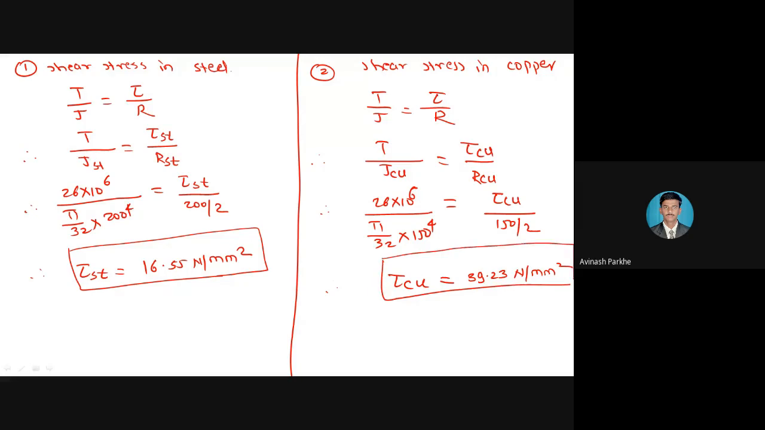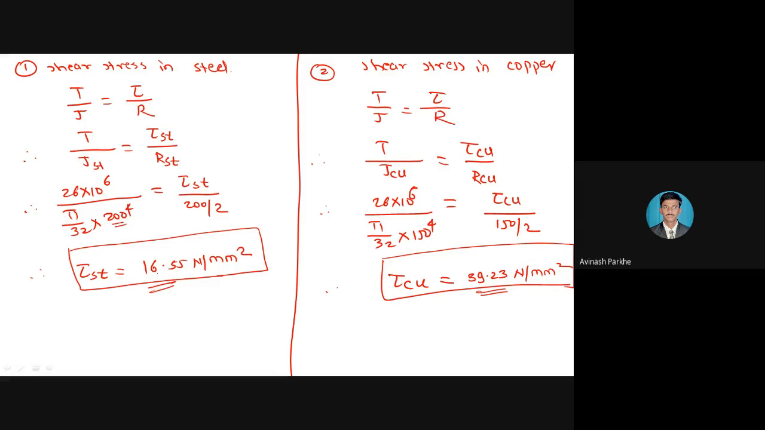And if you compare both the stress values, they do not remain the same. The stress is maximum where the area is minimum. You can see in the steel material the diameter is 200 mm, so its cross-sectional area is also maximum, and at that point the stress is minimum, only 16.55. But in the case of copper, the diameter is 150, which means the area is minimum. Where the area is minimum, at that point the stress is maximum. Therefore 39.23 is the maximum stress as compared to the stress induced in the steel material.